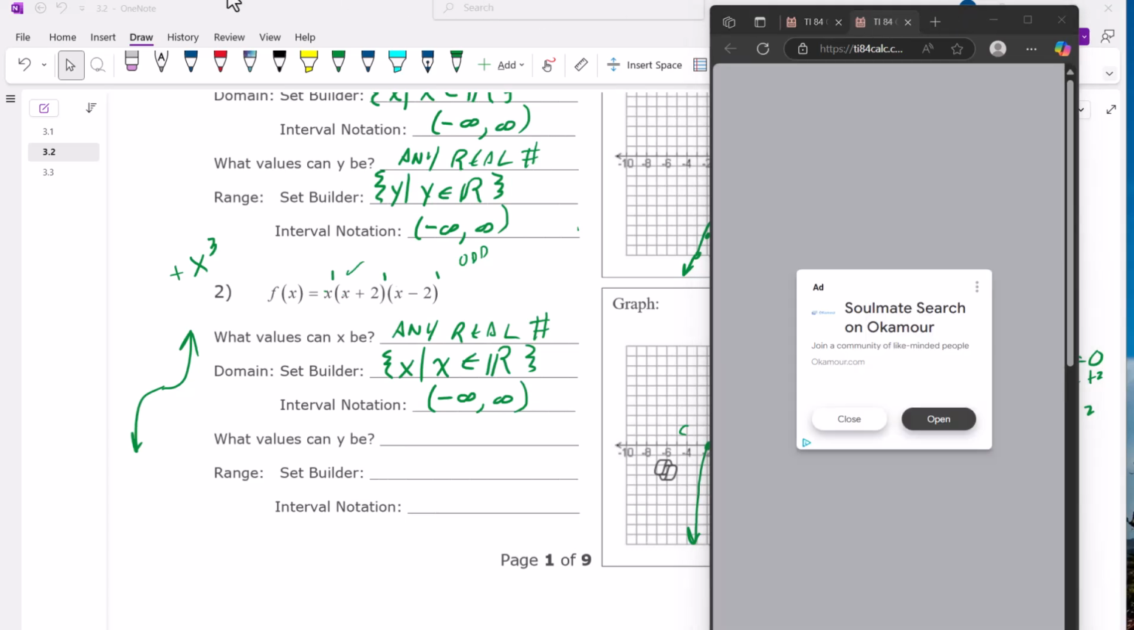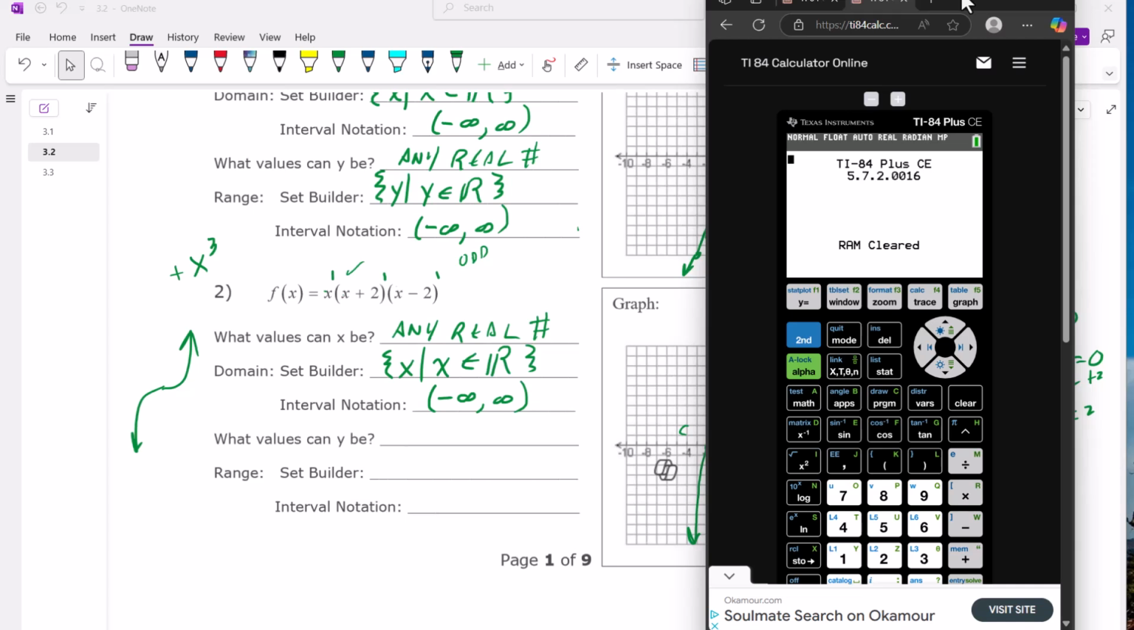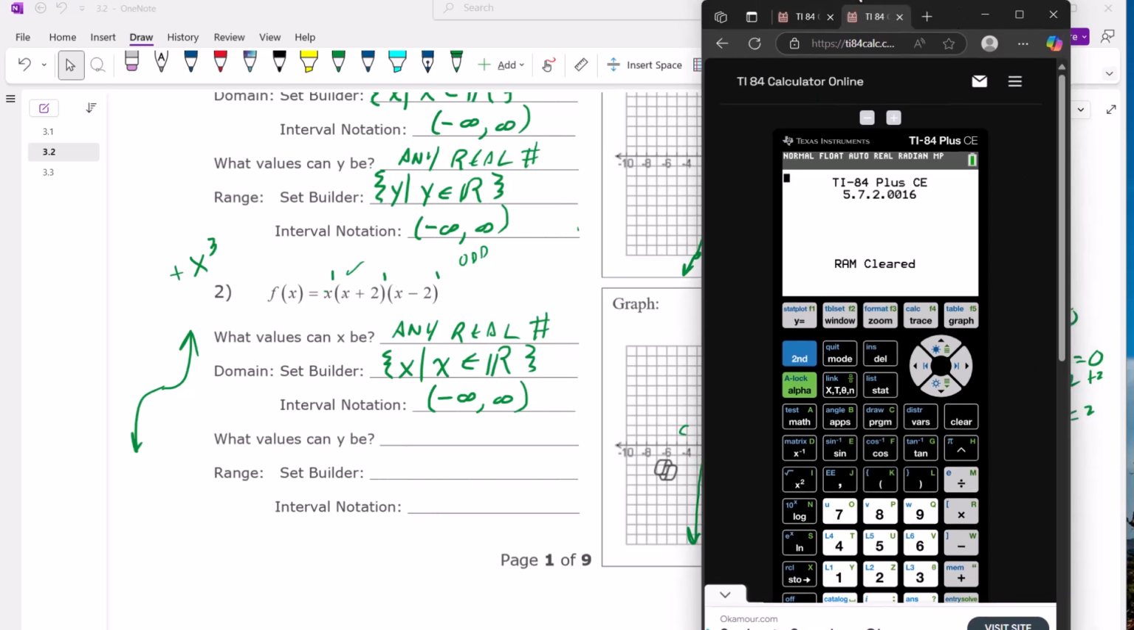let me move some of this stuff out of the way. Soulmate search of Okamore. What in the heck is that? Okay, I'm not looking for a soulmate, so I think I'll bypass that right now.